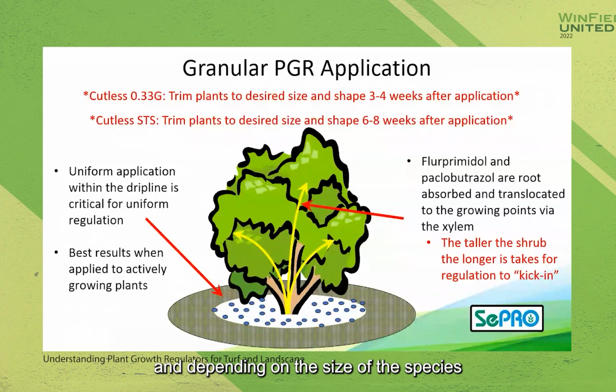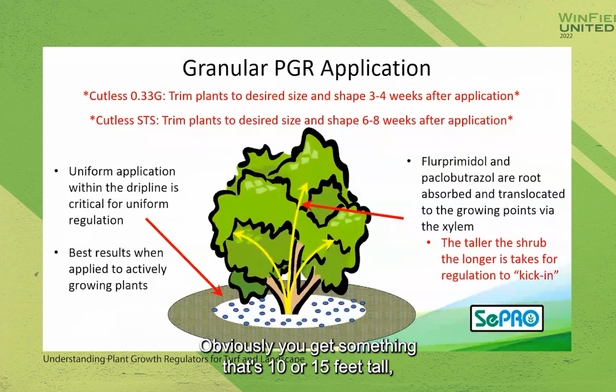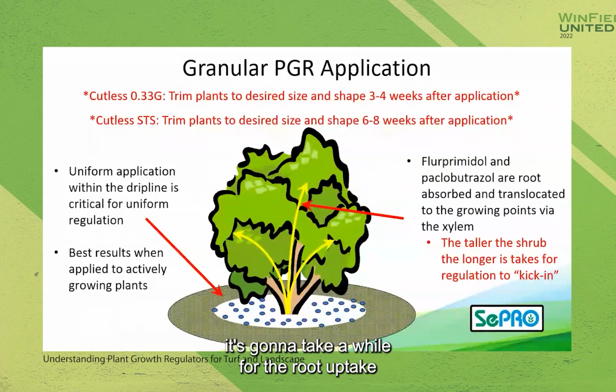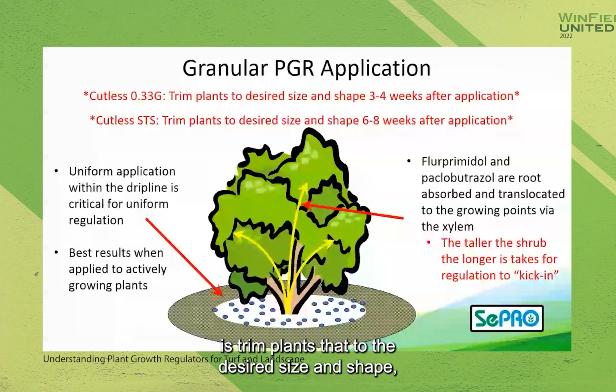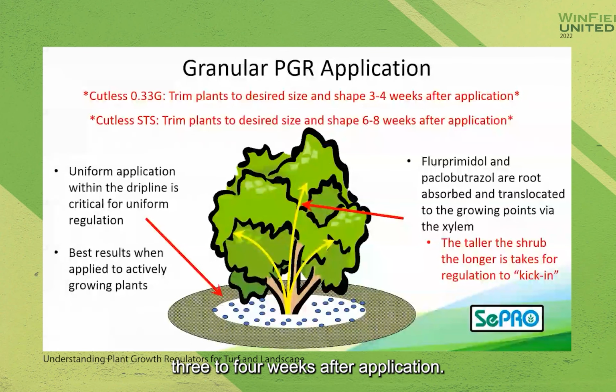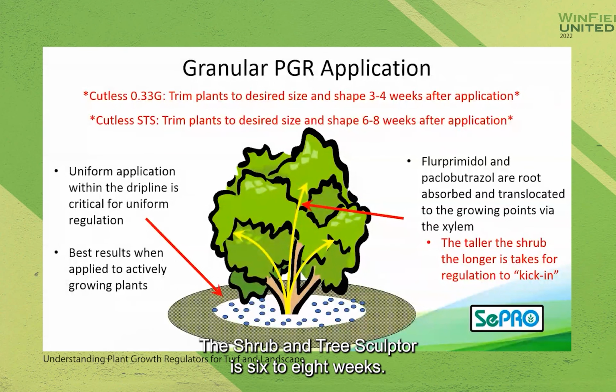Depending on the size of the species or the size of the plants, it could take a while. Obviously, if you get something that's 10 or 15 feet tall, it's going to take a while for the root uptake and to make it all the way up to those shoots at the top of that plant. So in red at the top, the general recommendation for Cutlass 33G, because it's typically used on shrubs that are less than 7 feet, is trim plants to the desired size and shape 3 to 4 weeks after application. The Shrub and Tree Sculptor is 6 to 8 weeks, so trim 6 to 8 weeks after application.